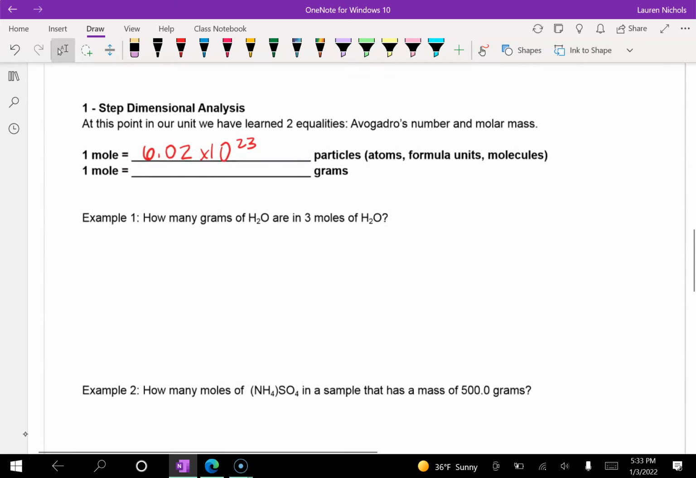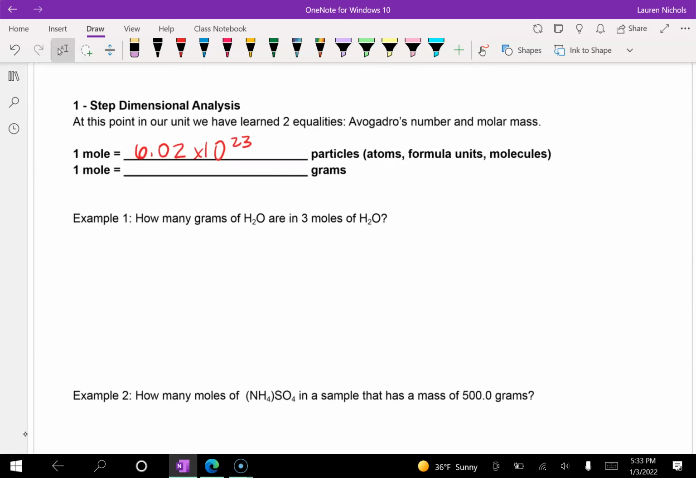remember, the word particles can be traded out for the word atoms or formula units or molecules. It just kind of depends on what you're talking about. Remember, atoms are used when we're talking about just single elements. Formula units are used for ionic compounds, and molecules are used for covalent compounds.